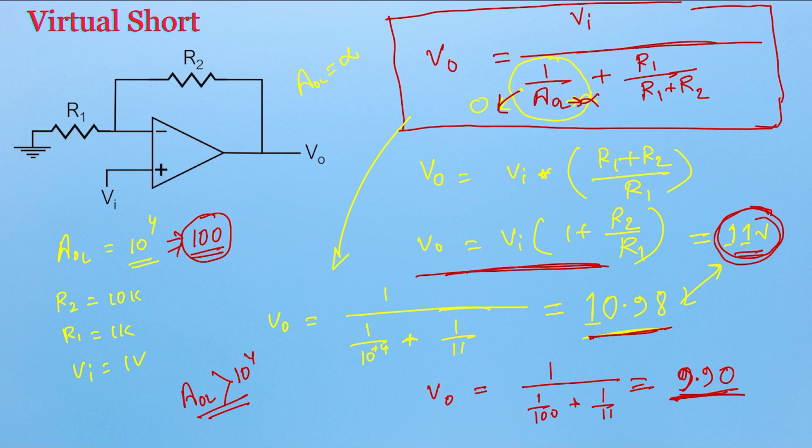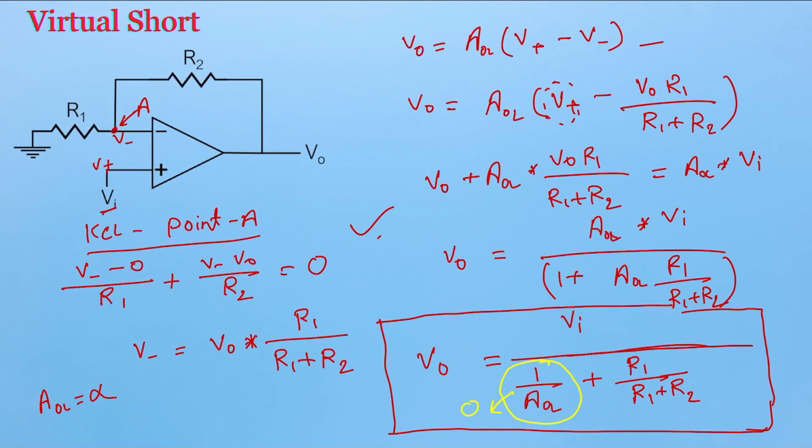So you can see with considering virtual short and without considering virtual short, the voltage varies much. Like this one is 9.90 and this is 11. So the difference is much higher. So we cannot say 9.9 is equal to 11, right? So when the open loop gain is small, at that time we cannot consider virtual short. At that time you need to calculate the output voltage V0 by this method.